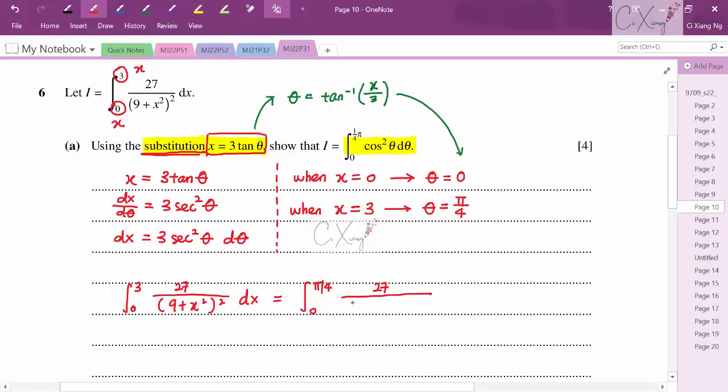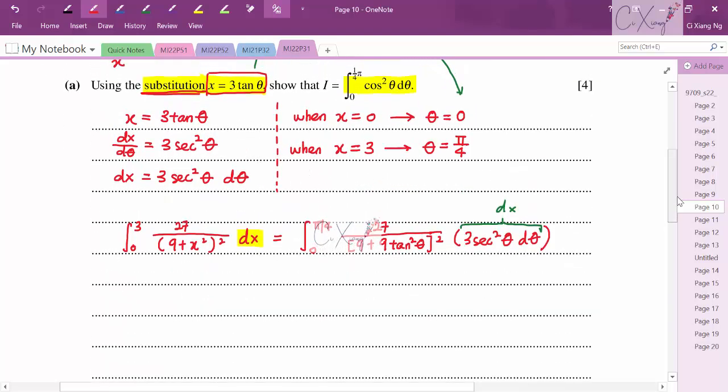And then for the denominator, I'm having now 9 plus 9 tangent square theta, and then I square it again outside. And for the dx here, I will replace it by using this one, where I will have 3 secant square theta d theta. Alright, so again, this whole thing is actually the dx. Right, so dx is equals to this one. So we replace it here. Okay, so generally we have tried to replace everything by theta already. And now we have to slowly rephrase it again or simplify it to get the expression that they want.